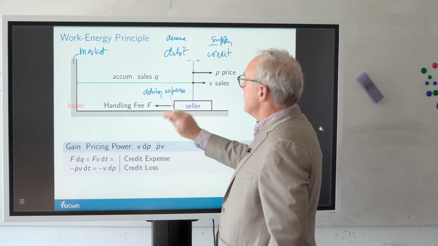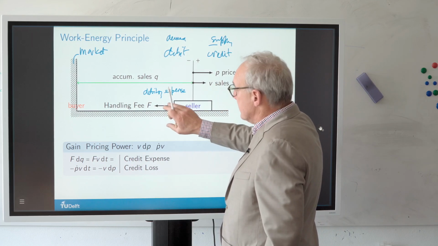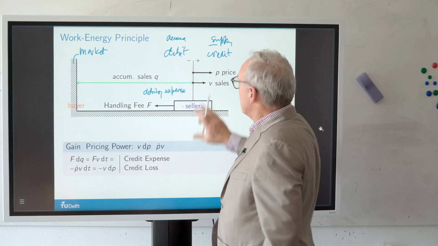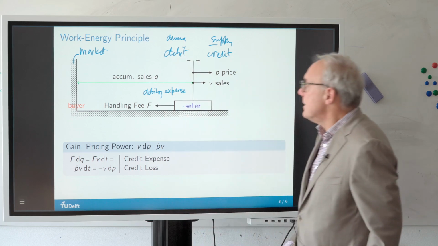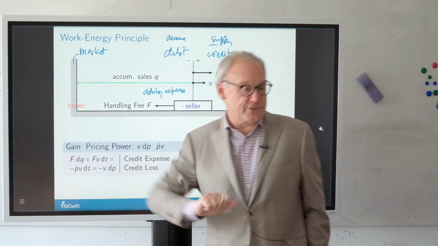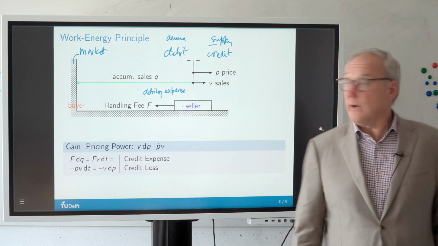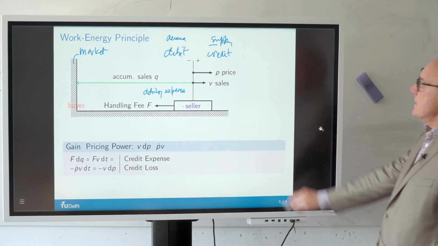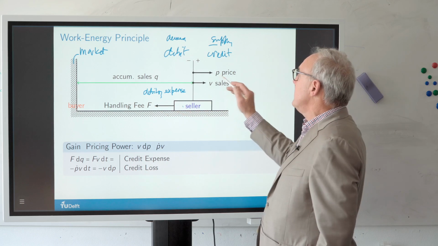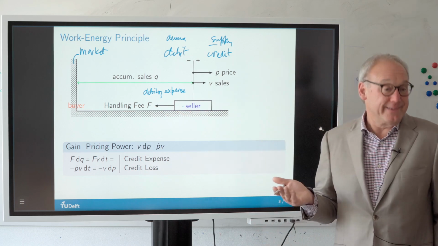The force acting on the seller, or the want acting on the seller, is on the debit side. So similarly, there will be a credit force on the buyer. I haven't shown it. All right. So what is this want going to do? Well, it's going to reduce this price, obviously, right?